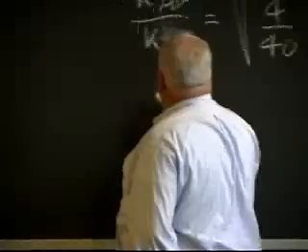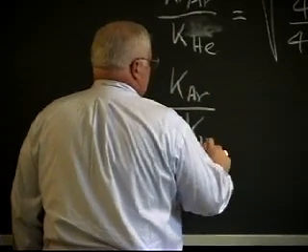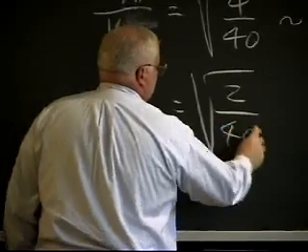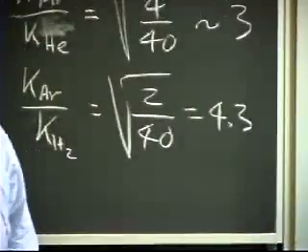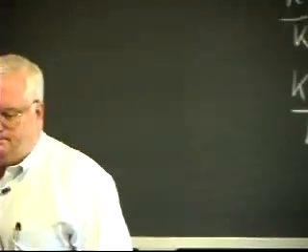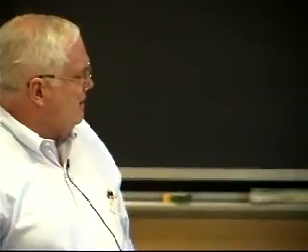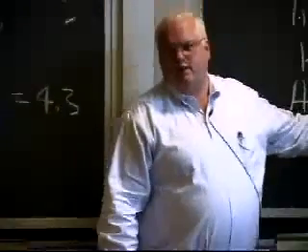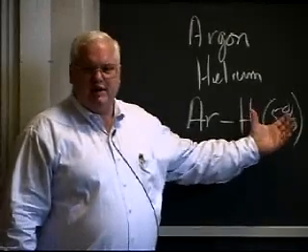If I do that with hydrogen and compare it to argon, it's the square root of 2 over 40, which is about 4.3 or something like that. Okay? So it turns out that I get, with even just 5% hydrogen, well, this 5% becomes like 20%. So 4.3 times 5% gives me an increase from that.